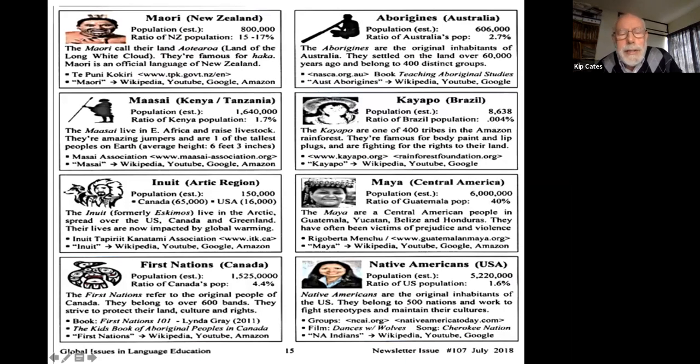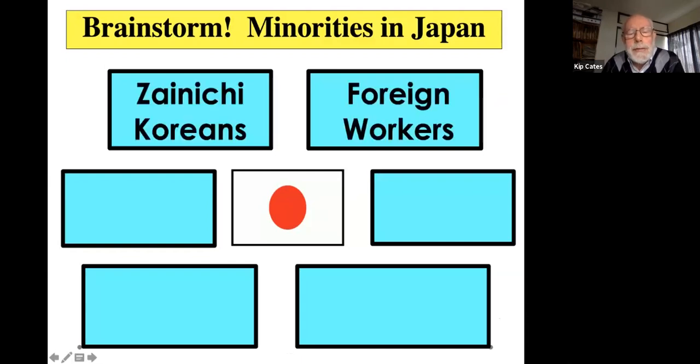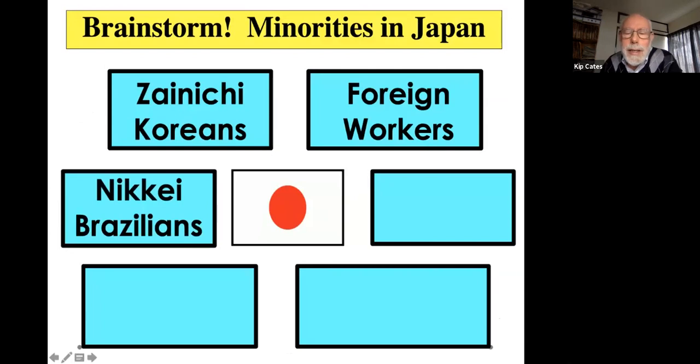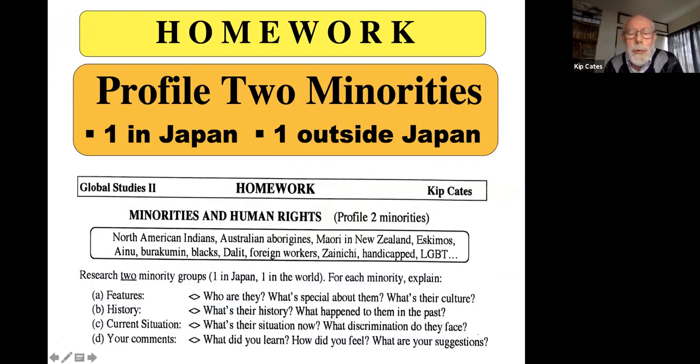For this section of my human rights course, we'd give homework. The homework is to choose one indigenous group in Japan, one minority overseas, and to research them. For that, we have to brainstorm what kind of minorities are there in Japan, and students often may know some of these, right? Zainichi Koreans, foreign workers, Nikkei Brazilians, Ainu, Zainichi Chinese, Okinawans even, getting students to brainstorm about minorities in our country here.